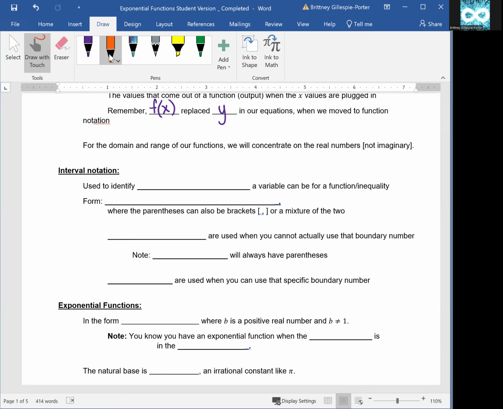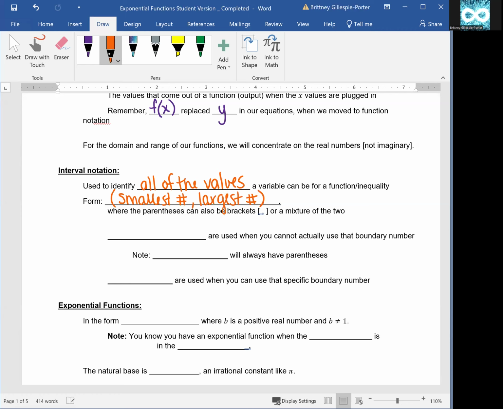Interval notation is used to identify all of the values a variable can be for a function or inequality. And we say a variable because it could be x, it could be y, it could be f of x. So we're not going to say it's just for x, it's just for y. It's just whatever variable you have. Okay? And in the form, we're going to have parentheses, and you always put your smallest number first with a comma, and then our largest number.